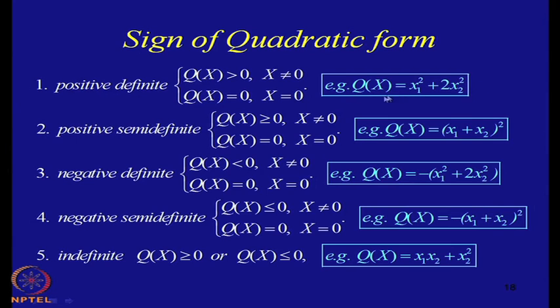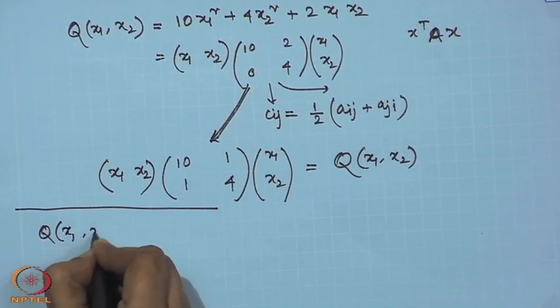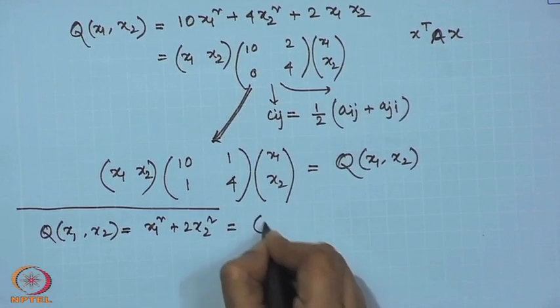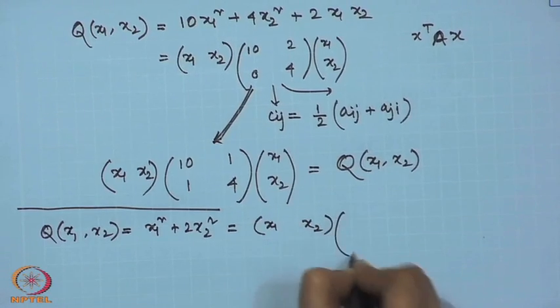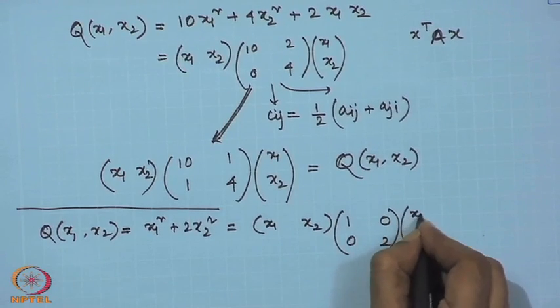For example, look at the example Q(x) equal to x1 square plus 2 x2 square. If you see the expression here, for every x1 and x2 in the space, the Q value will always be greater than 0. What is the matrix for x1 square plus 2 x2 square? If I write down that matrix, Q of x1 x2 is equal to x1 square plus 2 x2 square, then this matrix would be x1 x2, the quadratic form matrix 1 0 0 2, and x1 x2.